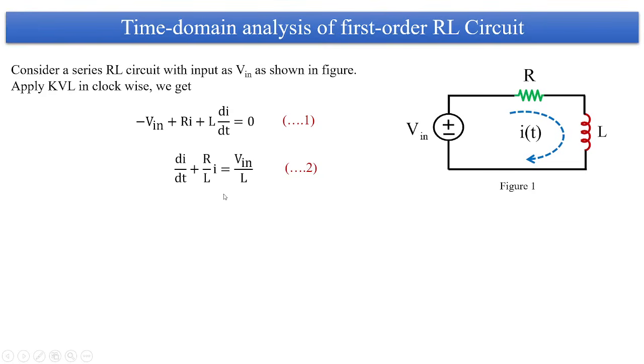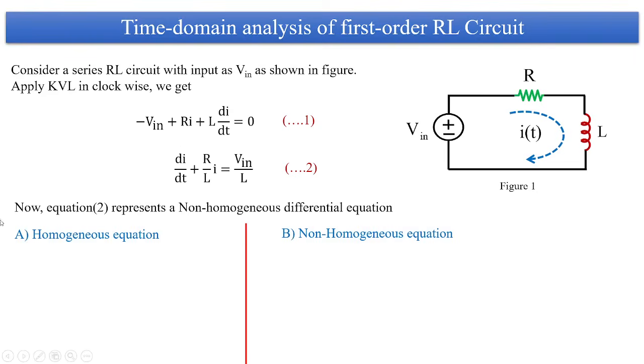And this differential equation, when you compare with mathematics, is a kind of non-homogeneous differential equation. In mathematics, you have two types of equations under differential equations. For the homogeneous equation, you have dx by dt plus px is equal to 0, and for the non-homogeneous equation, you have dx by dt plus px is equal to q.